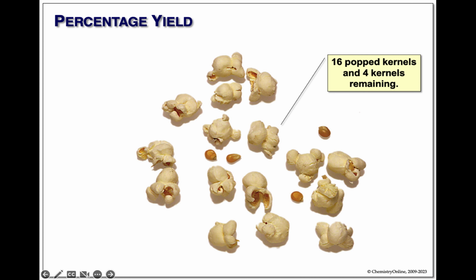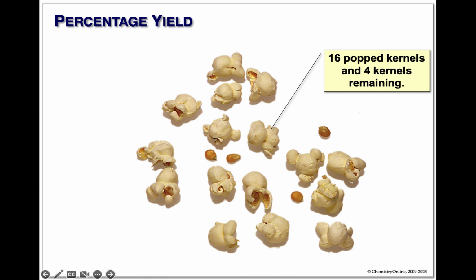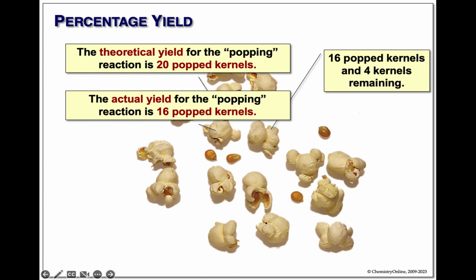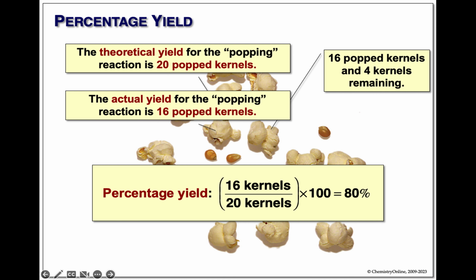And this is what we get. We got 16 and we have 4 unpopped kernels. What is our percent yield? Well, the theoretical yield was 20. Actual yield was 16. 16 divided by 20 times 100, our popcorn reaction went at 80%. That's all there is to calculating percent yield.